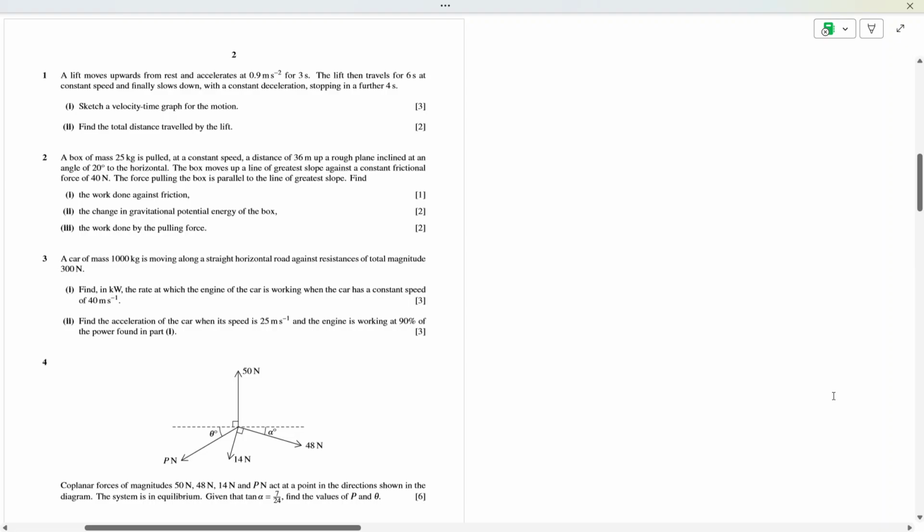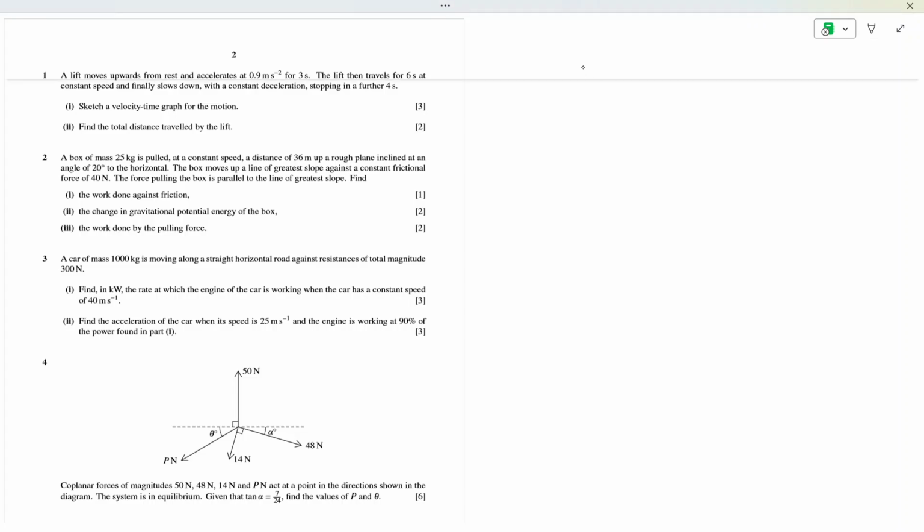This is the 9709 May-June 2016 paper 4-1. First question reads: a lift moves upwards from rest and accelerates at 0.9 meters per second squared for 3 seconds. The lift then travels for 6 seconds at constant speed and finally slows down with a constant deceleration, stopping in a further 4 seconds. The first part says sketch a velocity-time graph for the motion.